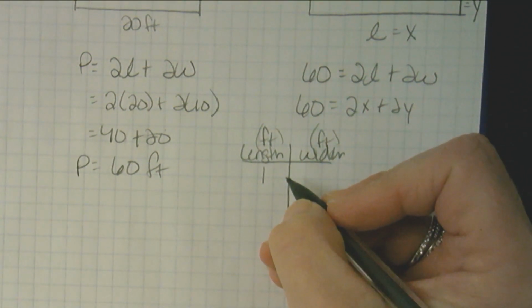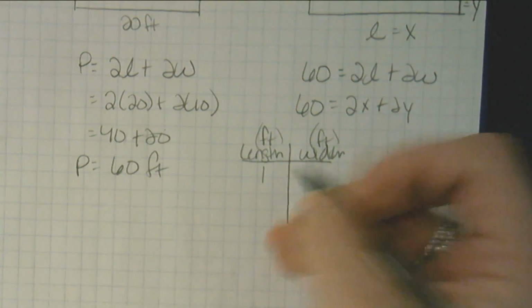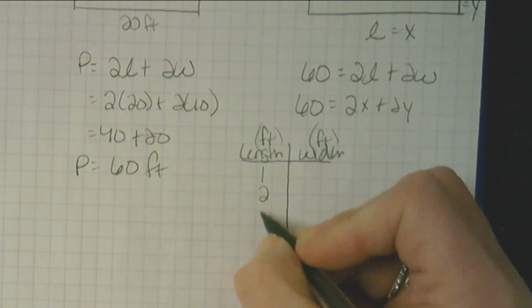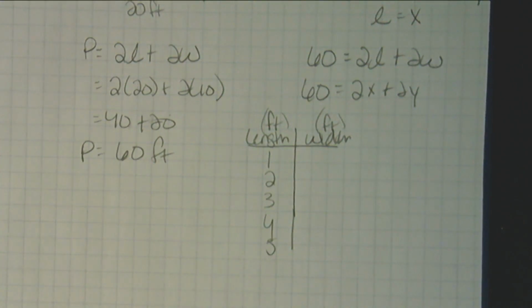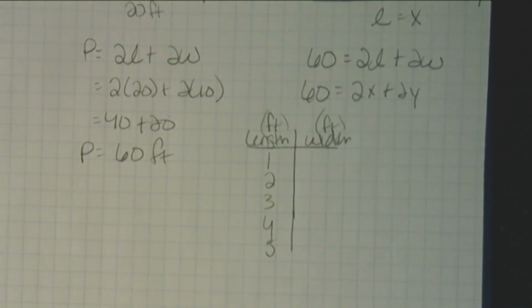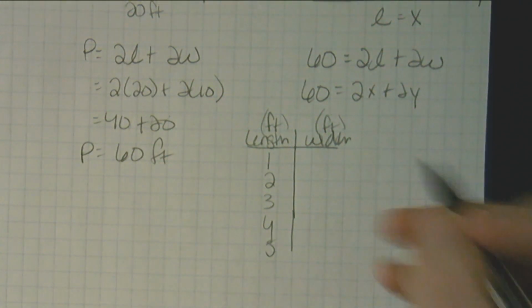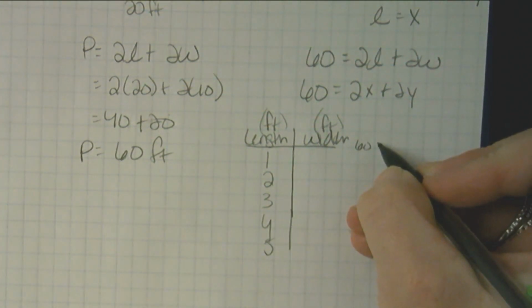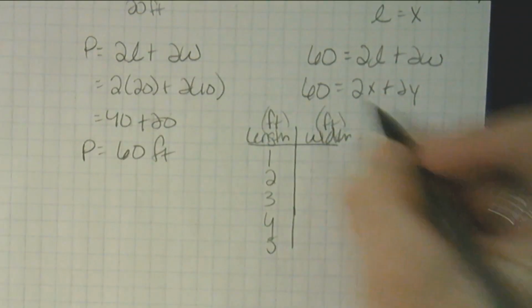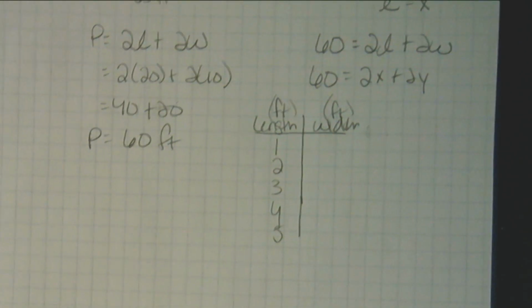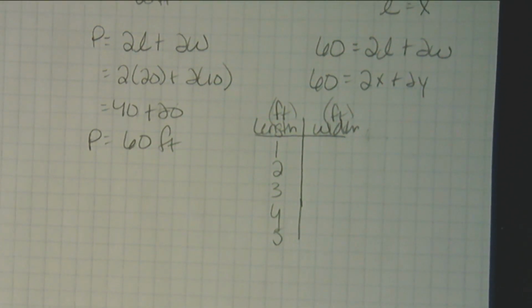Are there any limitations? They said 5 possible lengths and widths. So I'm just going to use 1, 2, 3, 4, and 5 for my lengths. And then I'll just come up with the widths. Does that make sense to you guys? All right, so I'm just going to do 60. I'm going to make my life a lot easier, and I'm going to solve this equation for y, so I can just shove that in and not have to solve every time.